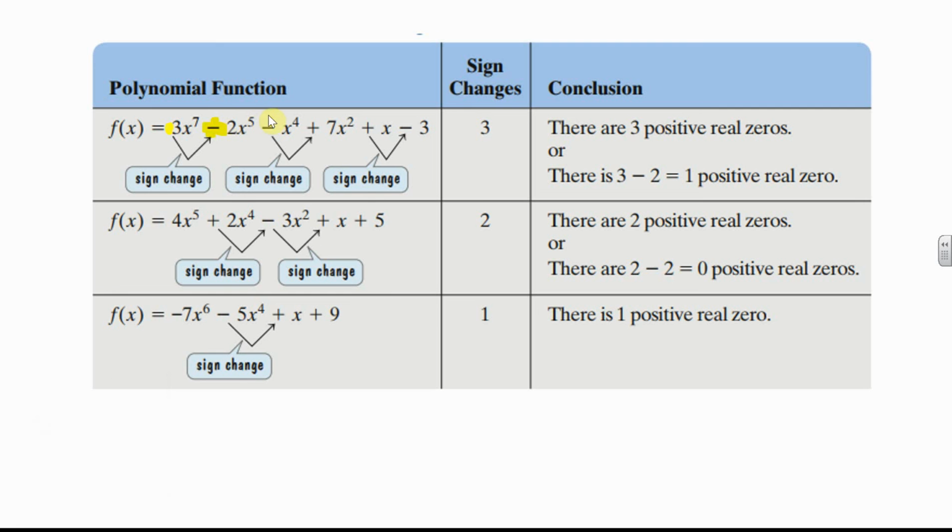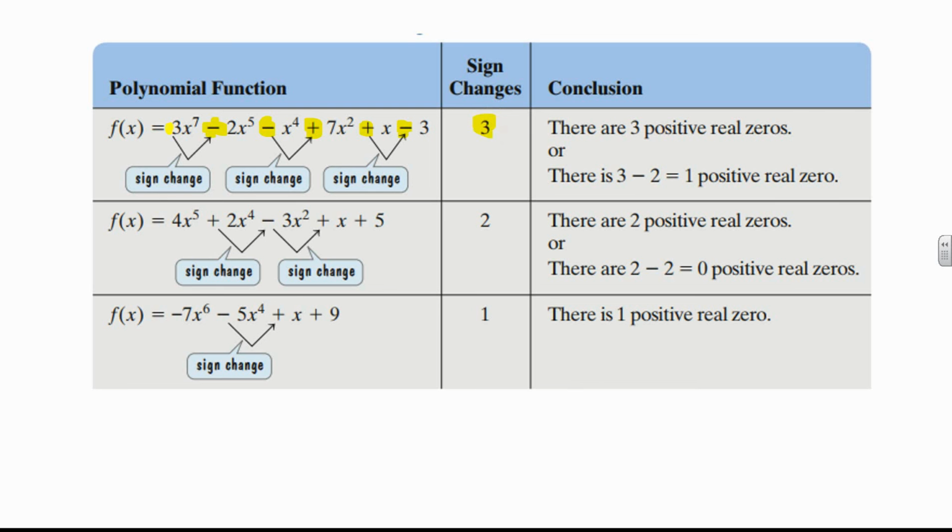This sign, right? That sign, that sign, that sign, that sign. So when you go from that 3 to that 2, a sign change. That's 1. And then you go from here, this negative x to the 4th to this 7x squared, sign change. So that's 2. And then here we go from plus to negative, from x minus 3, a sign change. So we have here 3 sign changes.